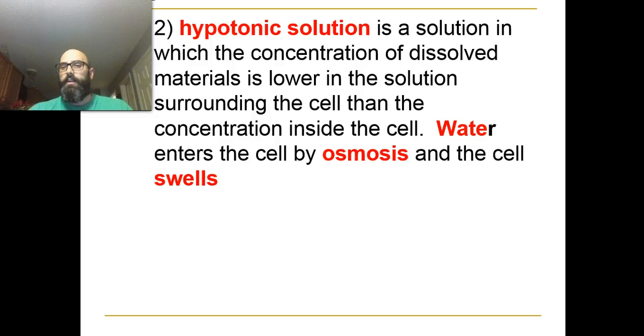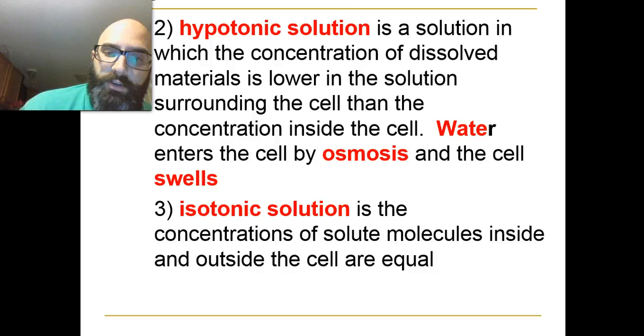A hypotonic solution is when you take a cell, you place it into a solution, and in that surrounding solution, there is more water outside than there is inside the cell. When that occurs, water will move from outside to in, causing the cell to swell, and if too much water enters, the cell will rupture and burst.